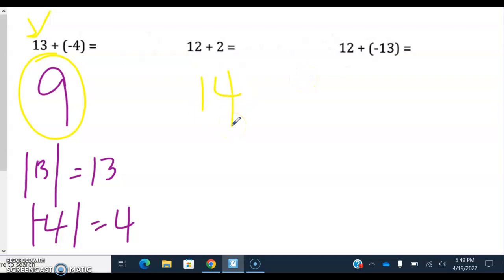Next one here, 12 plus -13. Different signs, subtract. All right, let's subtract those two. 13 minus 12 is 1. Take the sign of the greater absolute value. All right, let's do that.